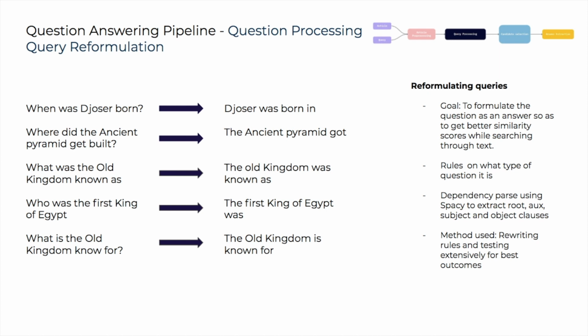We wanted to boost our system so as to find the most similar passage to the question, and hence we reformulated the question into its slot filler answer form. We did this by writing and rewriting grammatical rules that gave us the most well-formed answer template, but that also generalized well enough, using the dependency parse to extract the root, auxiliary phrase, subject, and object phrases, amongst others.